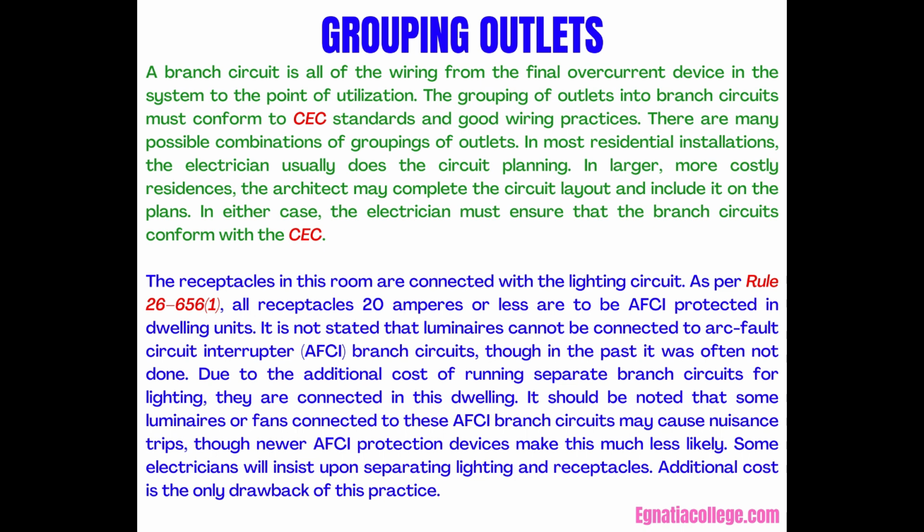The receptacles in this room are connected with the lighting circuit. As per Rule 26-656, 1, all receptacles 20 amperes or less are to be AFCI protected in dwelling units. It is not stated that luminaires cannot be connected to arc fault circuit interrupter (AFCI) branch circuits, though in the past it was often not done. Due to the additional cost of running separate branch circuits for lighting, they are connected in this dwelling.